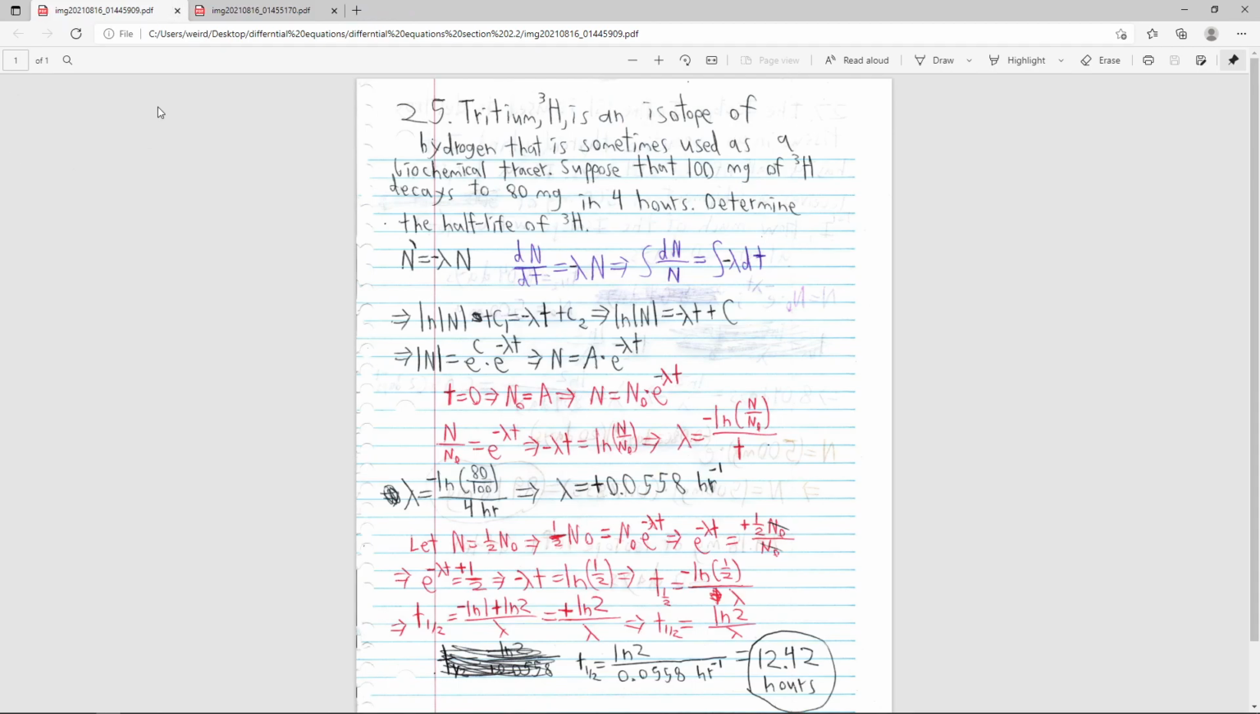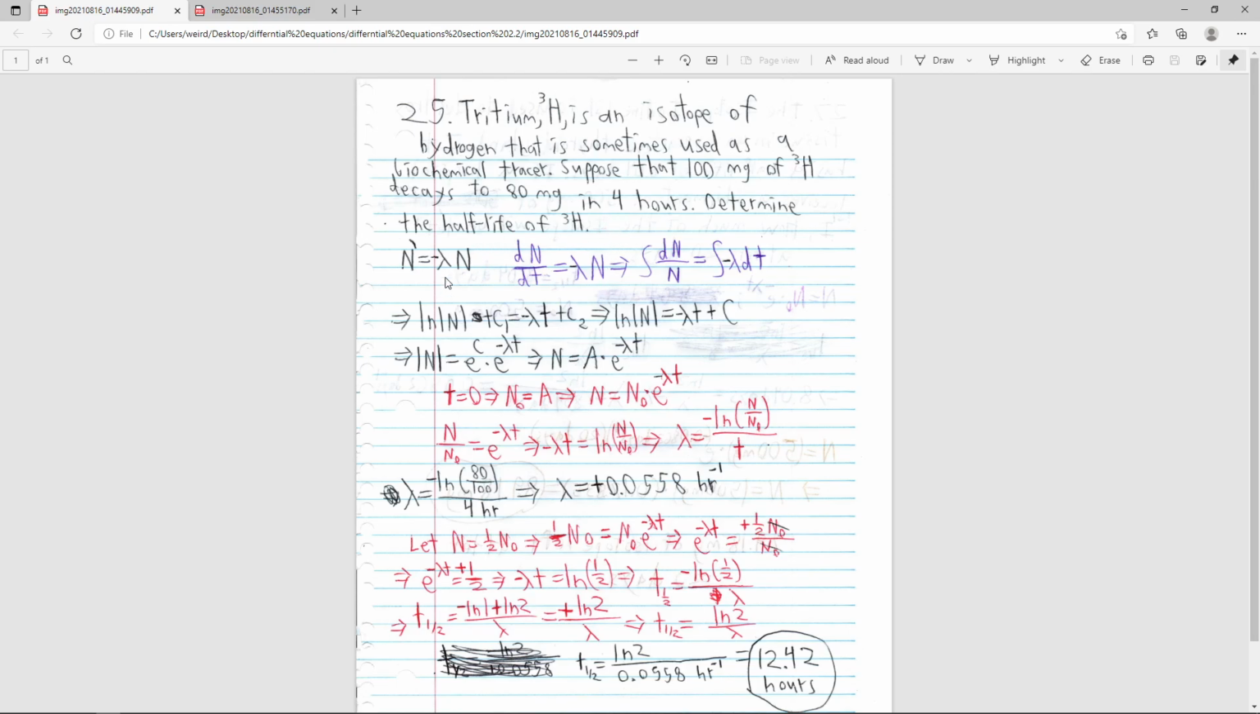So now some word problems. Tritium, which is H with a 3 up here, is an isotope of hydrogen that's sometimes used as a biochemical tracer. Suppose that 100 milligrams of tritium decays to 80 milligrams in 4 hours. So that's 80 milligrams in 4 hours, determine the half-life of tritium. So we're going to look at the work behind this because otherwise it's a quick answer if you know. But it's good to go over the process.